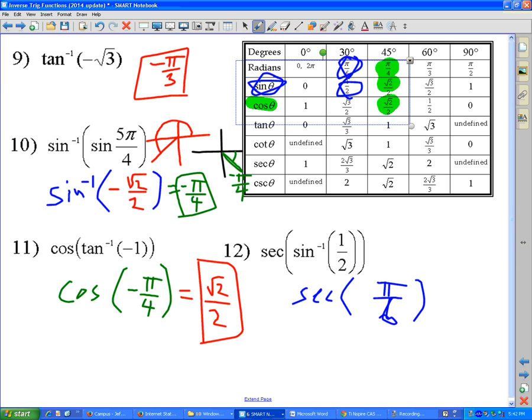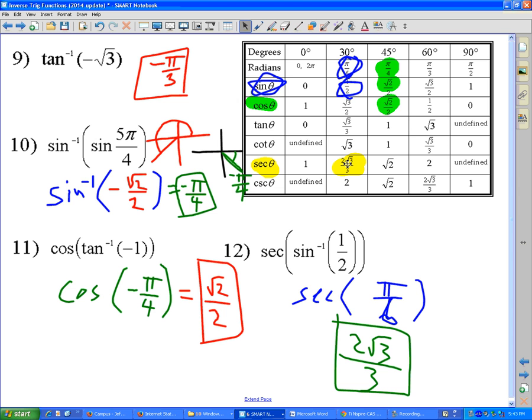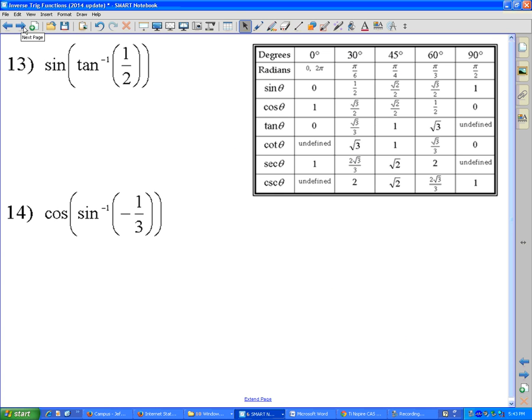What is the secant of pi over 6? Well, let's see here. Secant of pi over 6 is 2 root 3 over 3. And you don't even have to consider what quadrant it's in. Pi over 6 is in quadrant 1, where everything is positive. That's your answer, 2 root 3 over 3. Always start from the inside out on those problems.